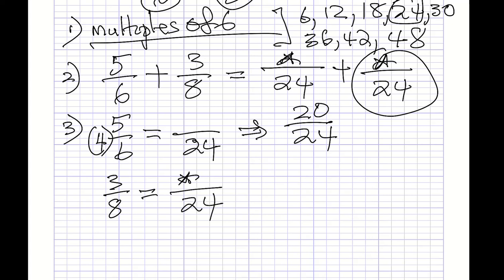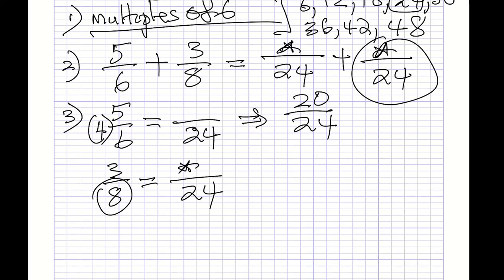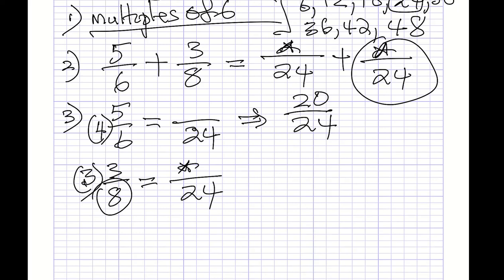You say, what can you multiply 8 by to get 24? Of course, you know the answer is 3. If you multiply 8 by 3, you get 24. So you multiply the whole thing by 3. And what do you get? You get 9 over 24. So that's the idea right there.